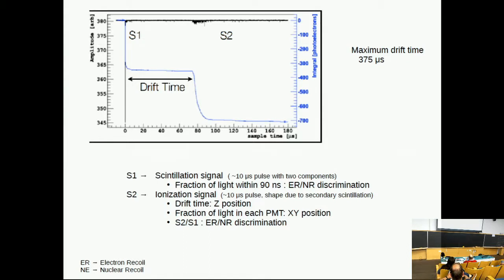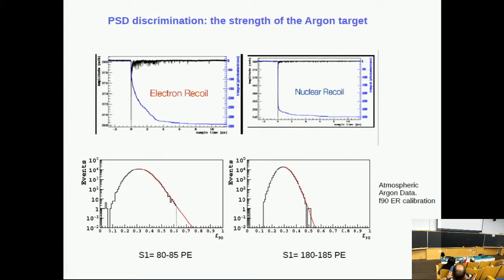First of all, it gives you the set position, the drift time. Second, it also gives you the XY position through the fraction of light in each PMT, and it has an electron recoil to nuclear recoil discrimination. This S2 over S1, which is what Shannon is using, we are not using at the moment, but in the last paper we used it. But it's the pulse shape discrimination that is important, and it is illustrated here.